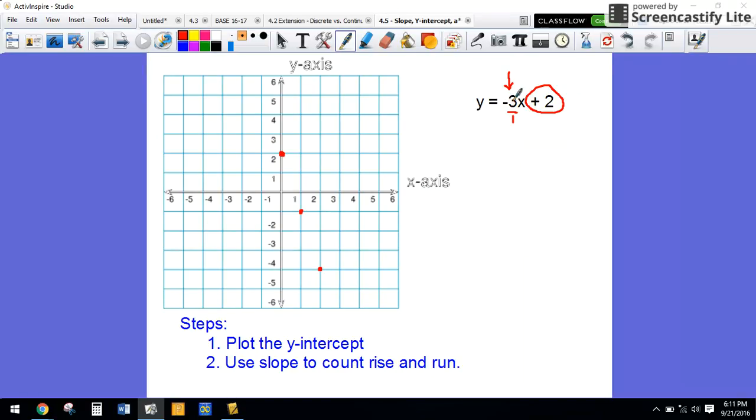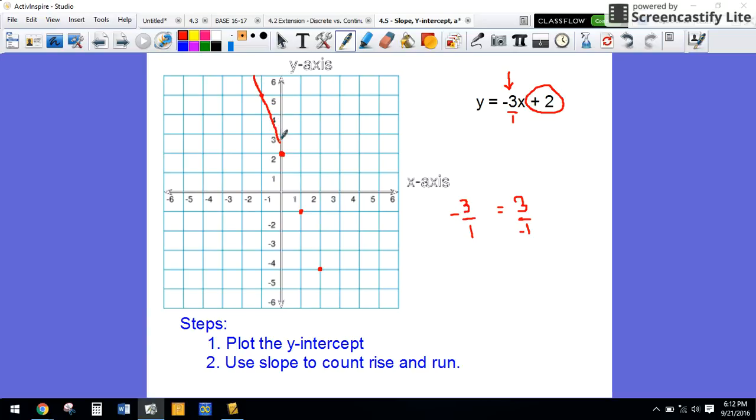Now, all I care about is that my fraction is negative. So it doesn't matter if the numerator is negative or the denominator is negative. So negative 3 over 1 is the same thing as 3 over negative 1. It doesn't matter which number in your fraction is negative. So I could also graph this as a positive rise, up 3, 1, 2, 3, but a negative run and go back 1. And you'll see that I still end up in this line.